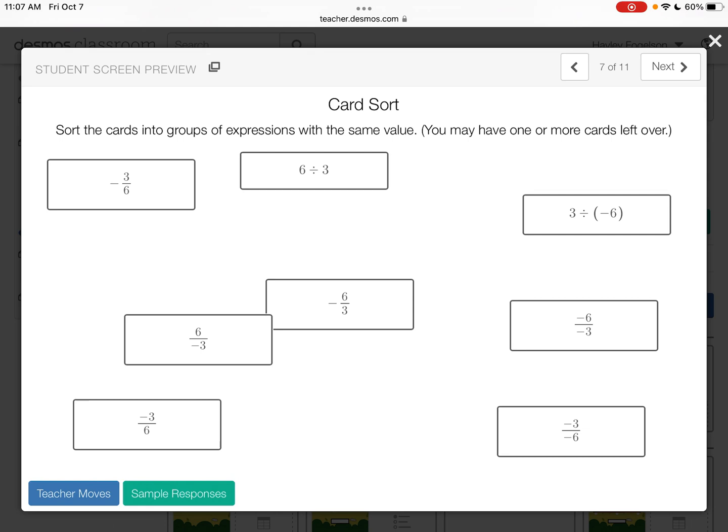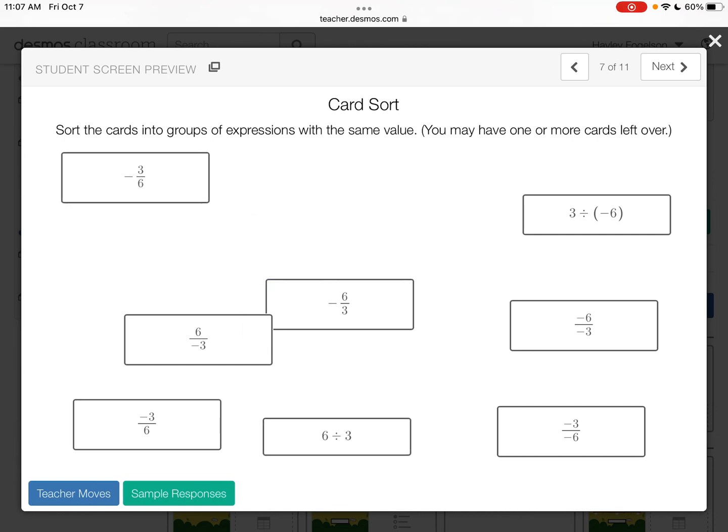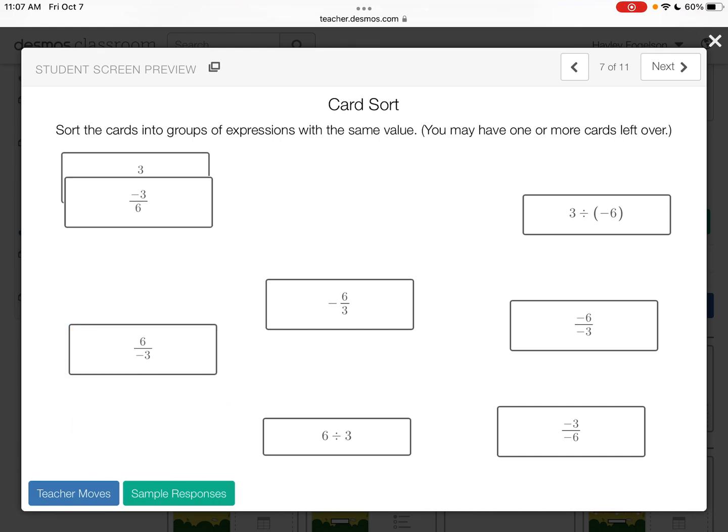Awesome. Screen 7, sort the cards into groups of expressions with the same value. You may have one or more cards left over. So if we take a look at this first one, -3/6. Remember, right now you are checking your work with mine. You should have already done this. So -3/6 is the same thing as this one, -3/6.